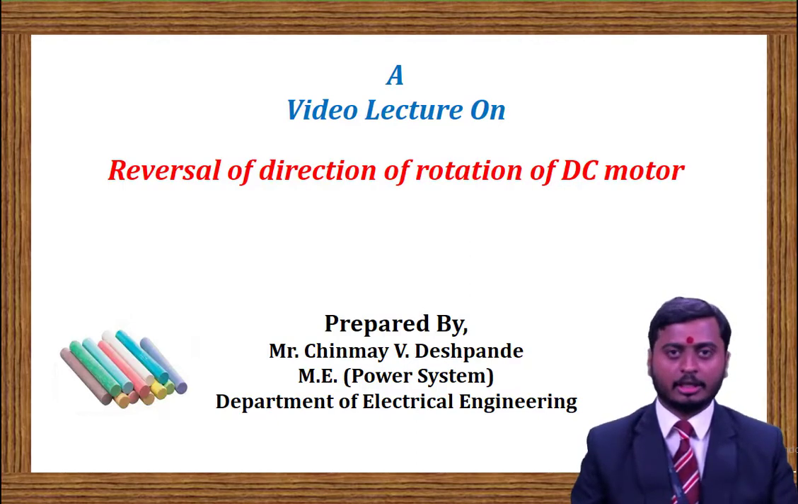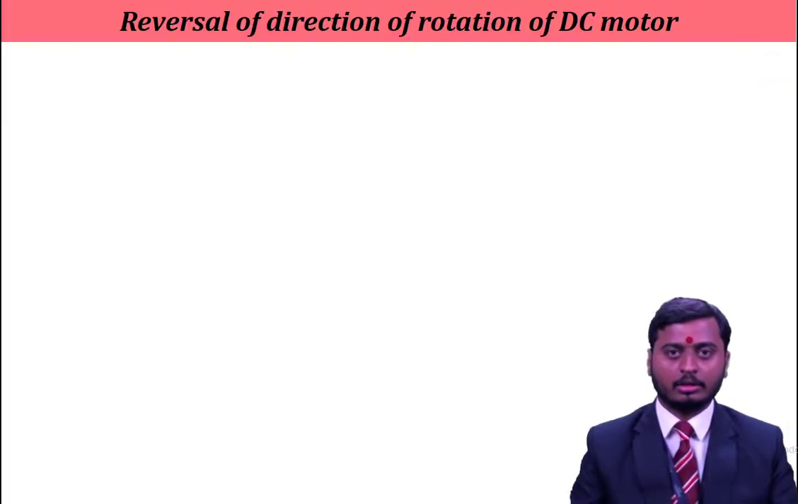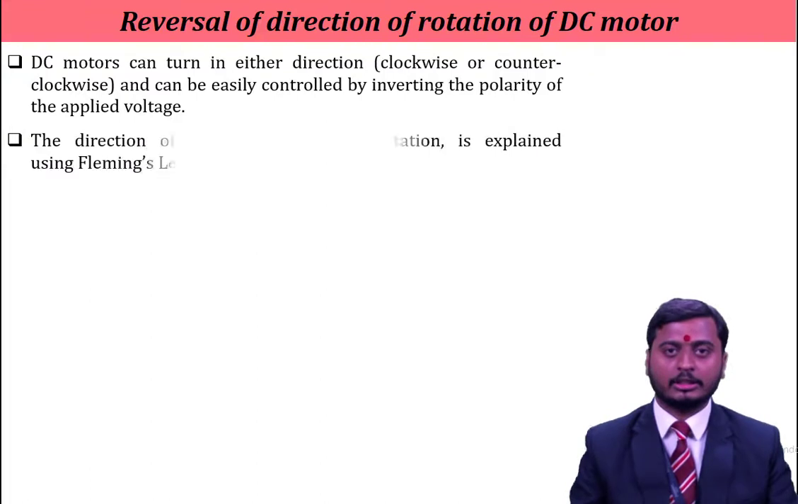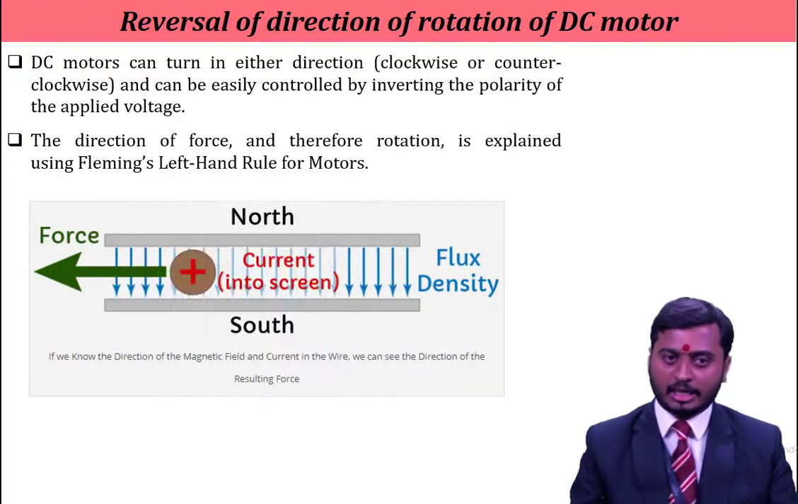In this video lecture, we are going to discuss the reversal of the direction of rotation of a DC motor. Now, we know that the DC motor can turn in either direction, that is, it can be turned in a clockwise or an anti-clockwise direction. But obviously, we can control this direction by changing the polarity of the applied voltage. Now, let's see this diagram.